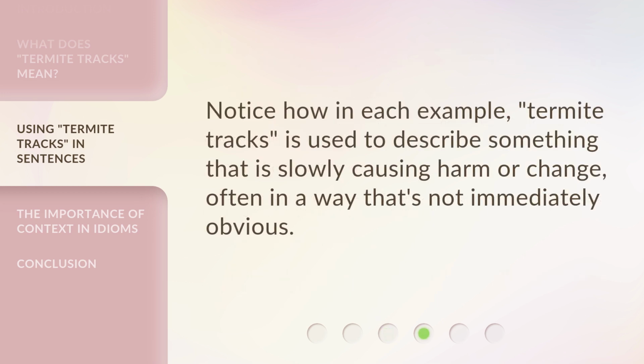Notice how in each example, termite tracks is used to describe something that is slowly causing harm or change, often in a way that's not immediately obvious.